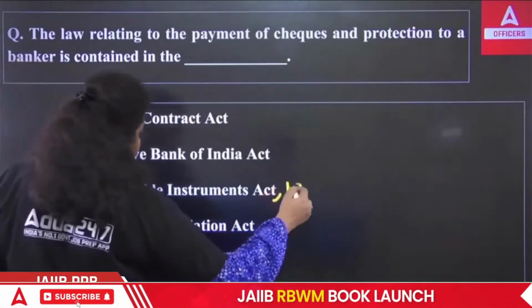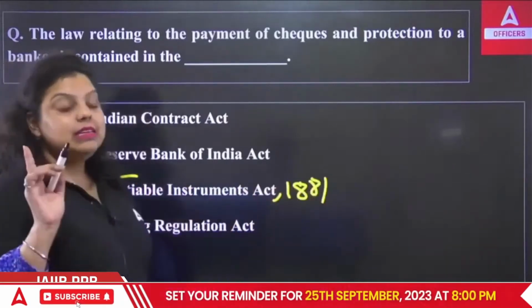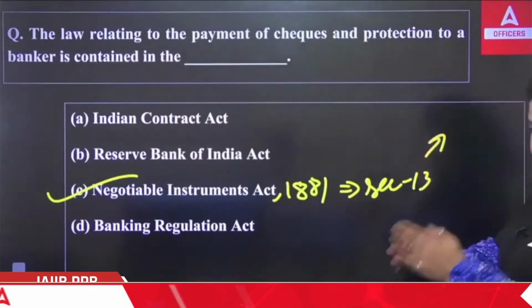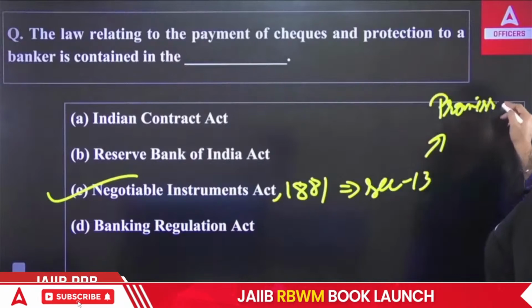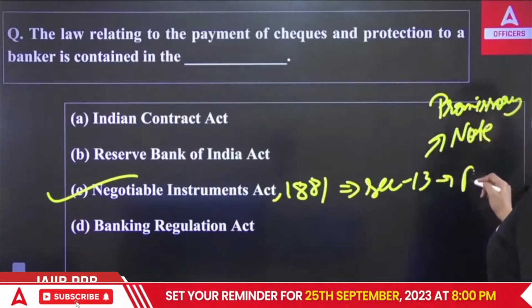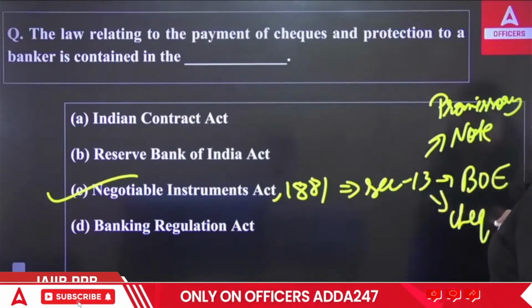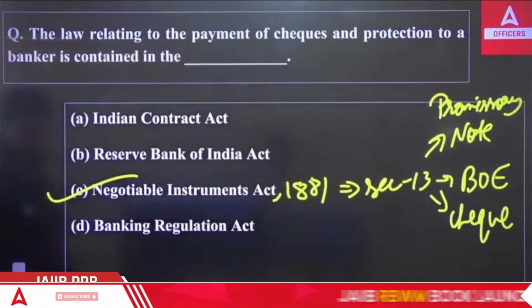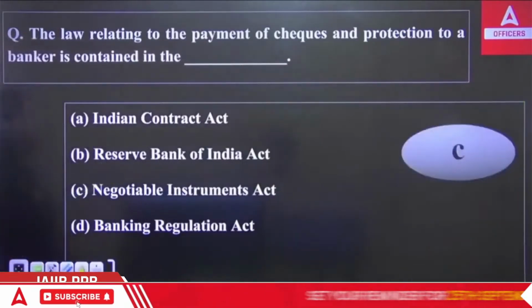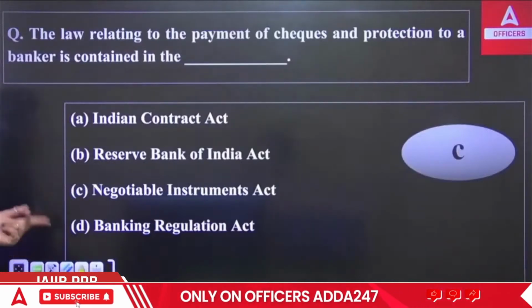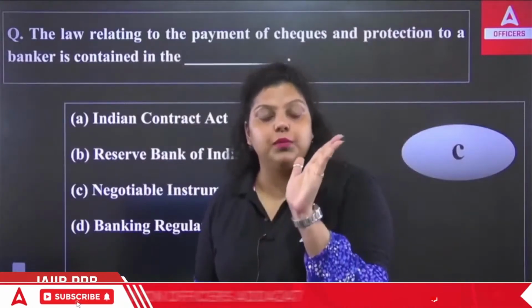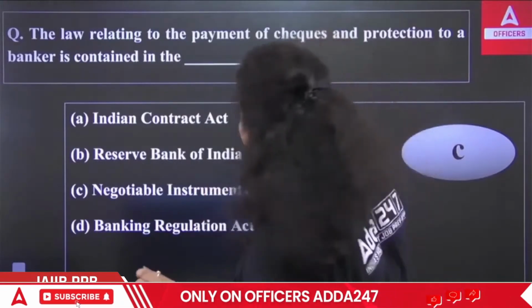The Negotiable Instrument Act was introduced in the year 1881, and section 13 says that we have three negotiable instruments. First we have promissory note, second we have bill of exchange, and third we have check. Okay, these three types of negotiable instrument we have: promissory note, bill of exchange, and a check. Clear? So the Negotiable Instrument Act talks about the payment of check and the protection to a banker. The protection to a banker will be provided under section 131 of the Negotiable Instrument Act, to the collecting banker. In case of collection of a check, the protection will be given to the collecting banker in section 131 of the Negotiable Instrument Act.